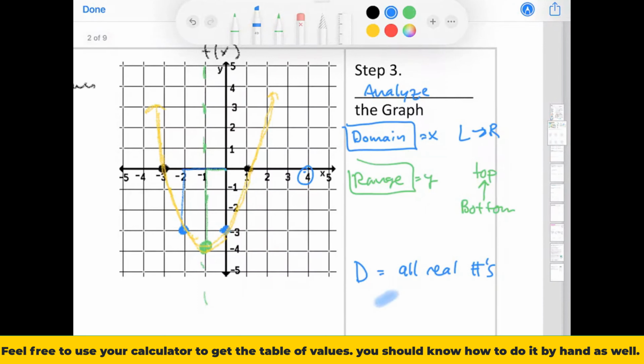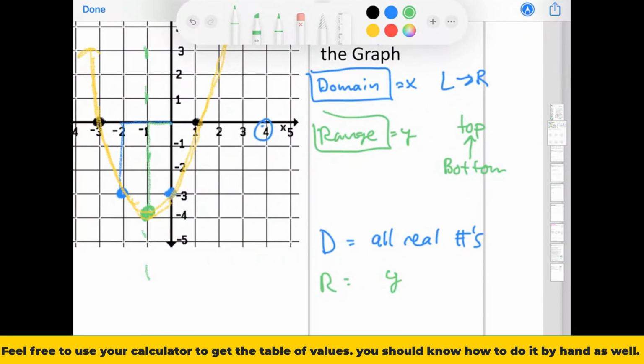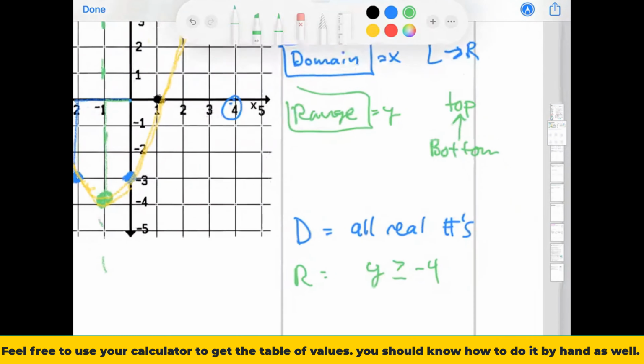When the y values, so the range is when the y values were at -4, -3, -2, those are bigger or greater than or equal to -4. It's an equals to because it's a closed circle, which means any point on the graph is a solution.